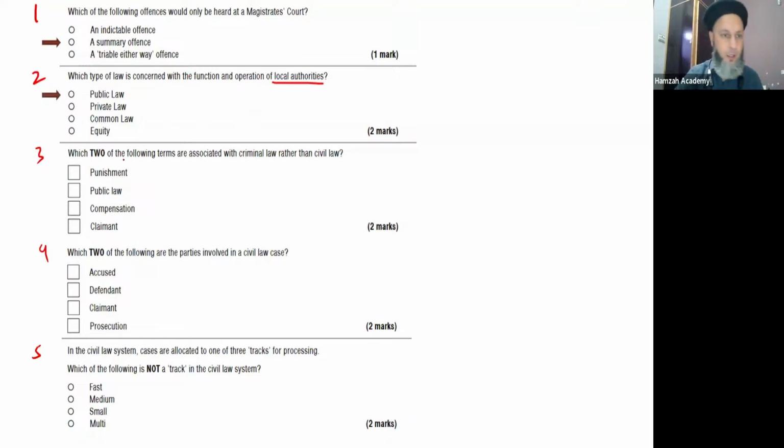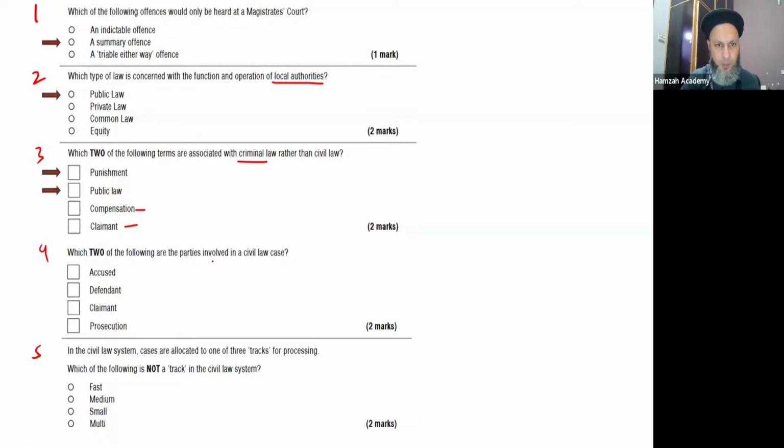I need to check your answers as well. Which of the following terms are associated with criminal law rather than civil law? That will be punishment and public law. Compensation and claimant are in the civil law. Remember that under normal circumstances, and in 99% of the cases in your course, punishment, fines and imprisonment are only attached to the criminal law, not the civil law.